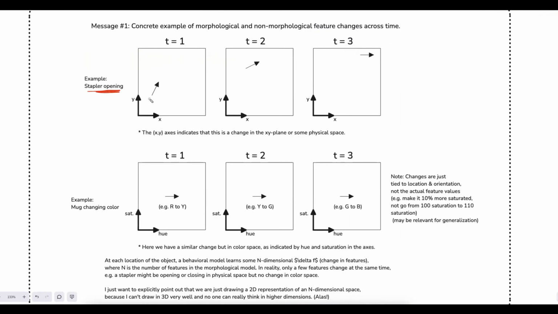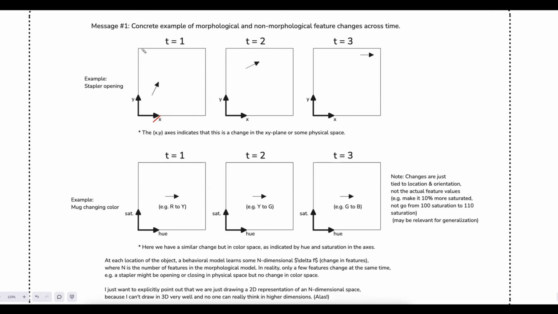For the stapler opening, imagine there's a stapler at this particular location, and it's moving in this direction. At the next time point, at this particular location, the stapler is moving that way, whatever. And the same for t equals 3. I think the stapler hinge opening is actually a little bit complicated, and I think the mug changing color is a little bit easier to understand.